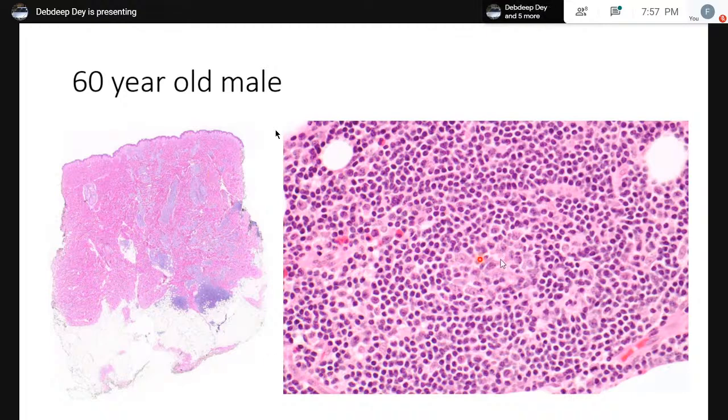So at high power, this is your atretic germinal center surrounded by this proliferation of small size B cells with inconspicuous nucleoli.